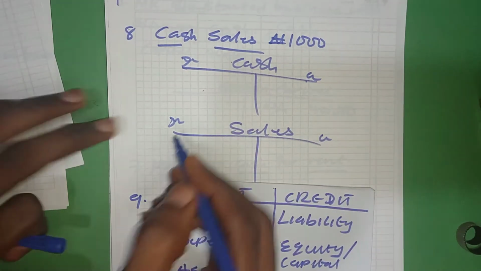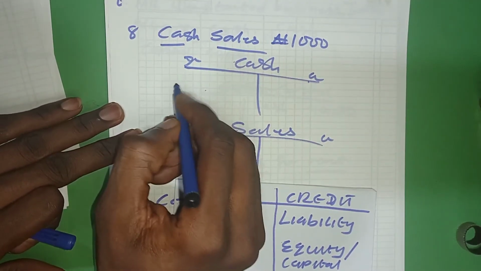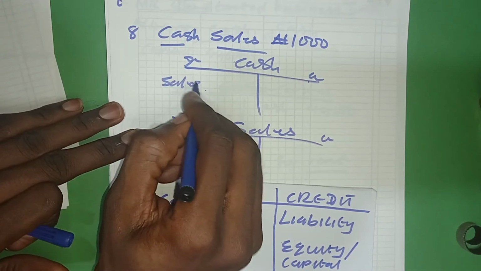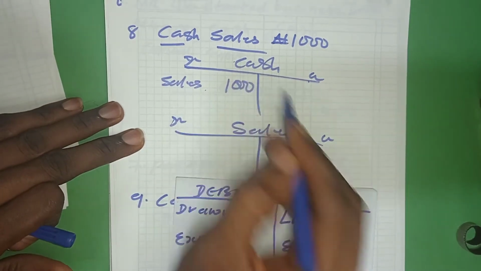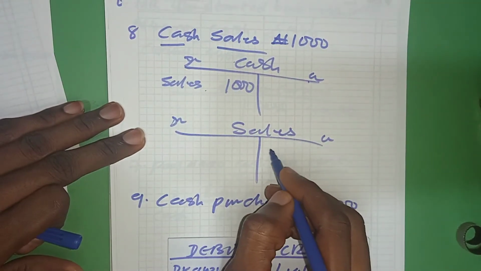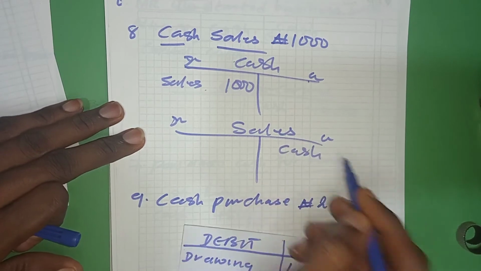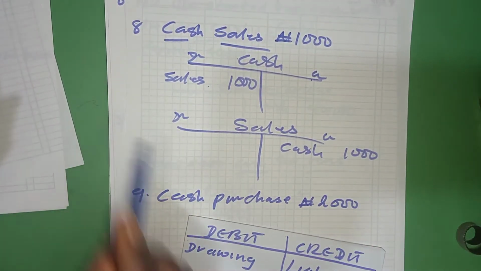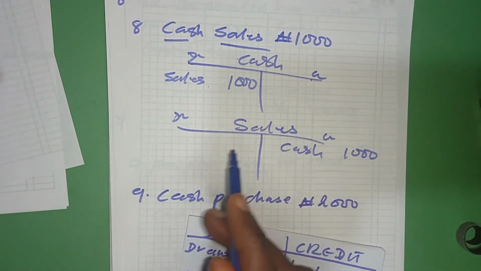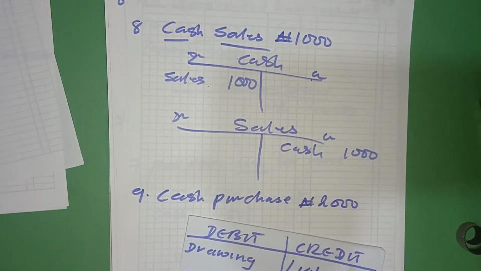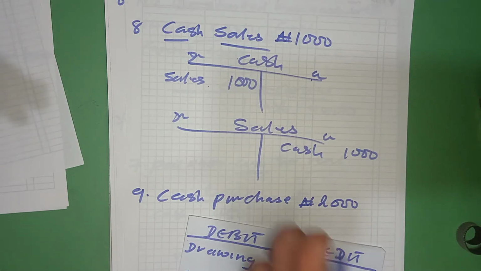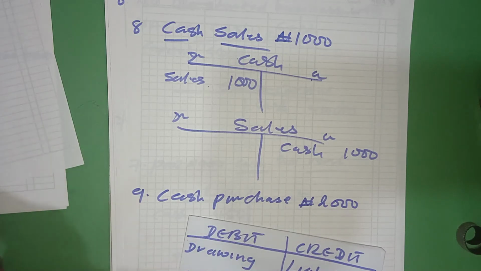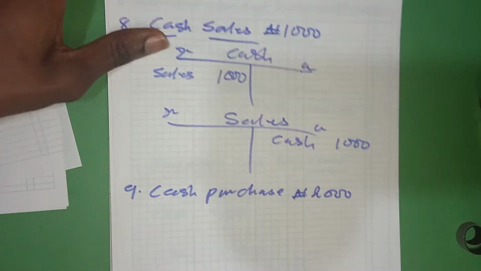You understand that? So you come here and put sales 1,000 naira. Yes, you put cash 1,000. I'm not putting a date here because the question isn't carrying a date, but the questions you'll be solving will come with dates. Please don't forget to put the date and the debit and the credit sign. So I hope you understand that.